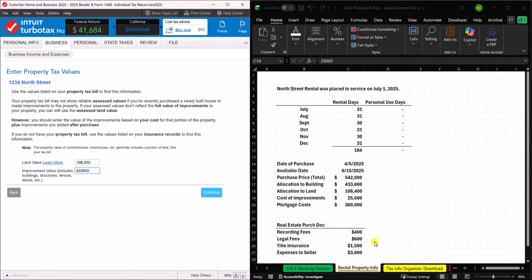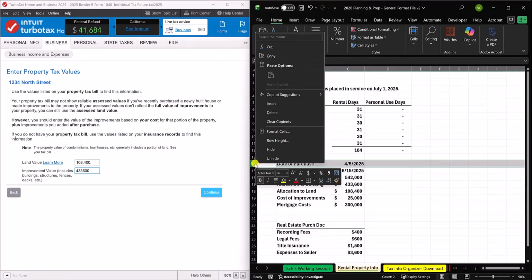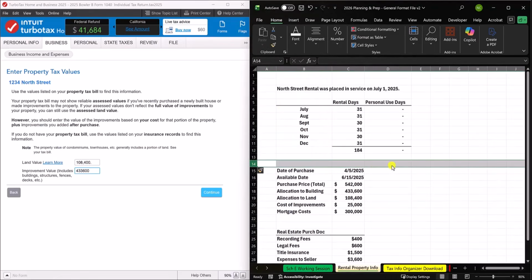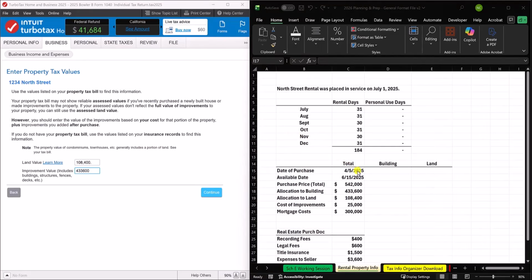So before we continue, let's go ahead and figure out how much of all of this we think is going to be subject to depreciation. And then we will check TurboTax to make sure that what we think the calculation should be is what TurboTax has also determined. All right, so what I'm going to do here is just insert one more row, and then right here, I'm going to put a few captions. All right, so we have the total items in this column, and then we're going to have the portion that goes to the building and the portion that goes to the land.